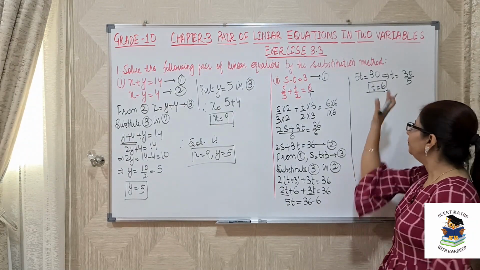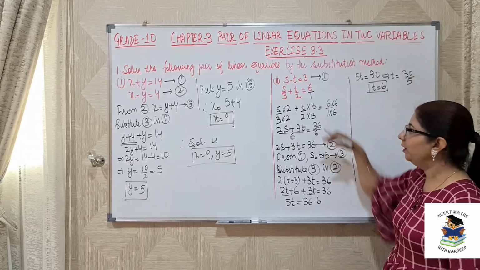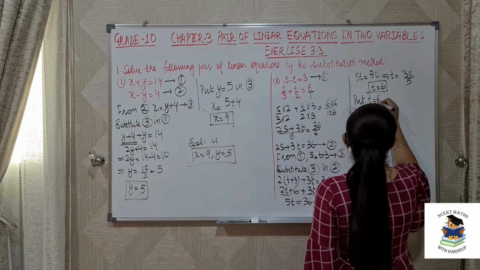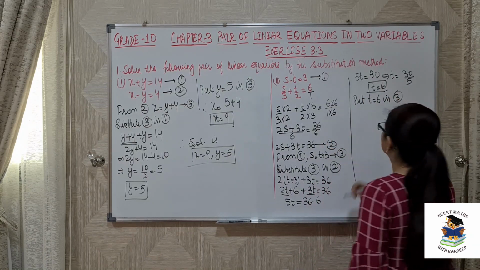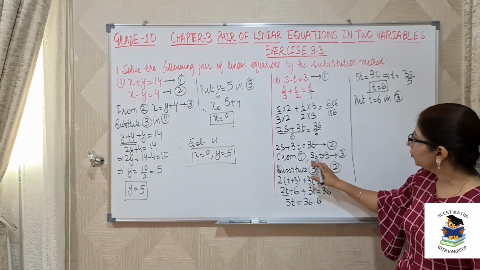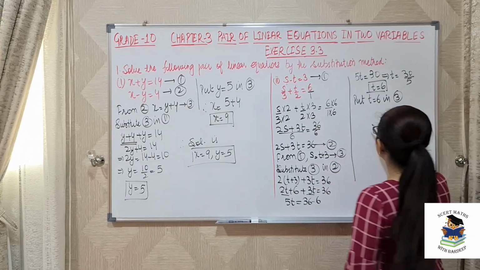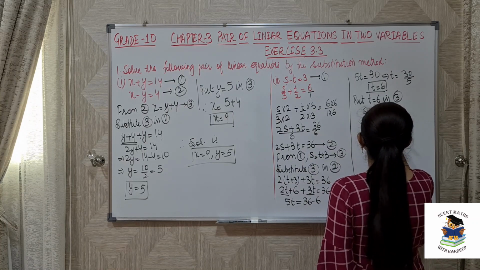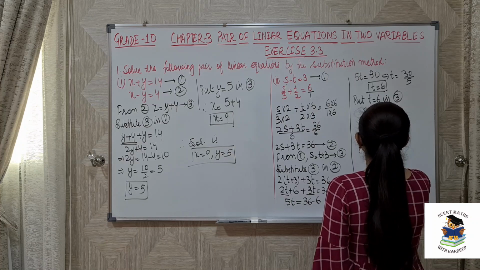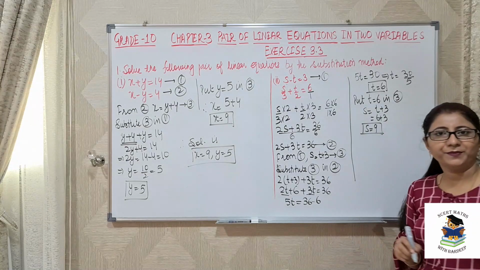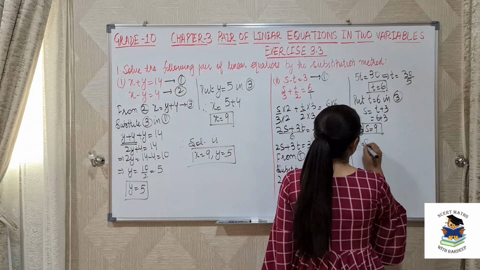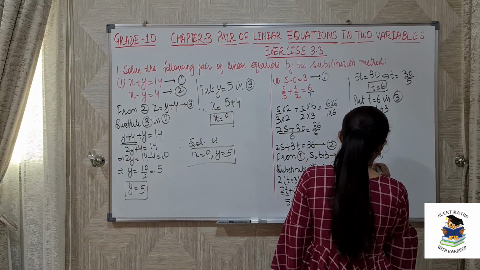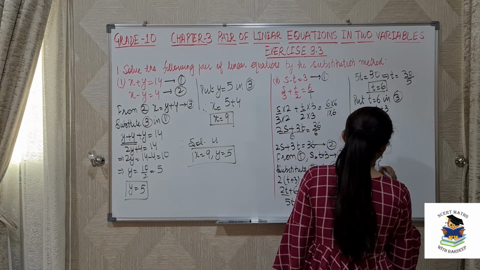Now what to do? Put this value in 3 or any one equation. So put t equals 6 in 3. Okay. So 3 is s is equal to t plus 3. So this is 6 plus 3 and s is equal to 9. Okay. So in the last we can write the solution is s is equal to 9 and t is equal to 6.